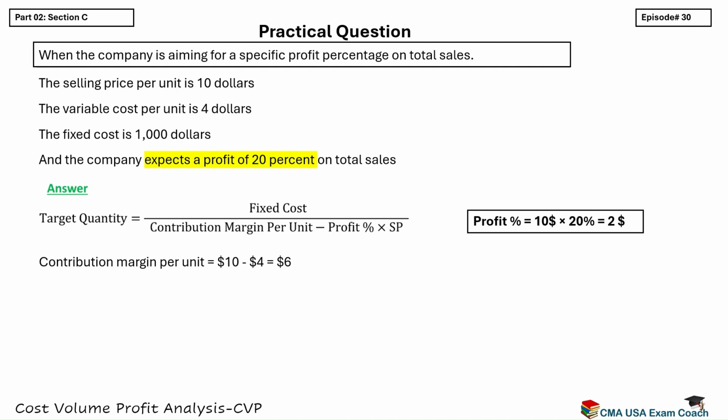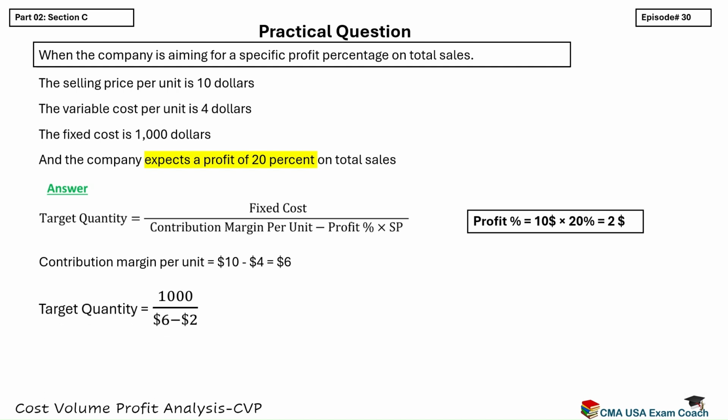Now we want to split this contribution margin of $6 between covering the fixed cost and earning profit. Out of this $6 margin, $2 will go towards profit. That leaves $4 to cover fixed costs. Step 4. Use the adjusted target quantity formula.